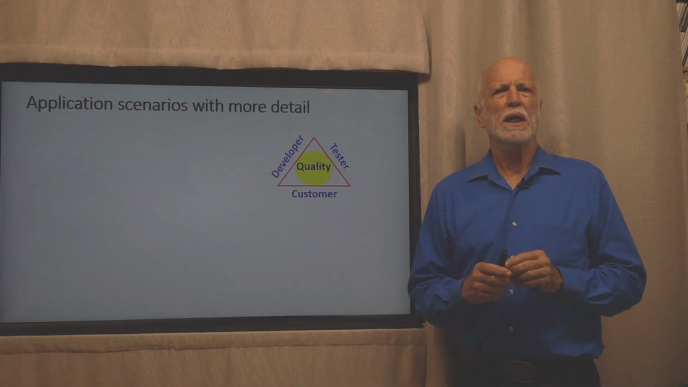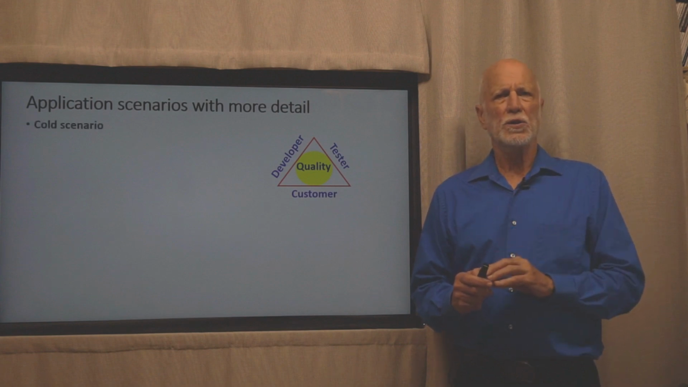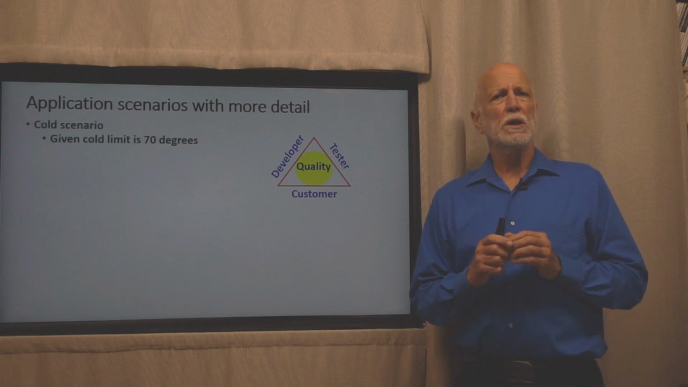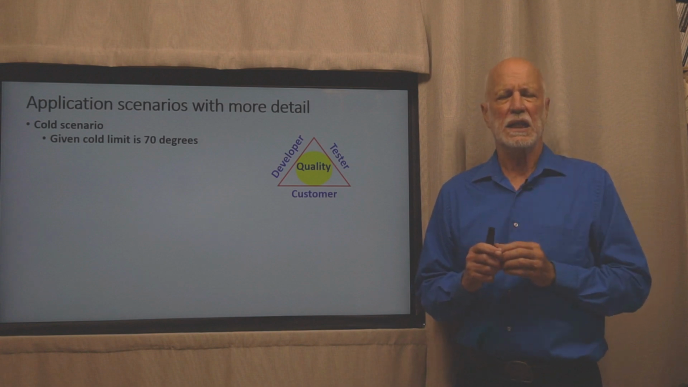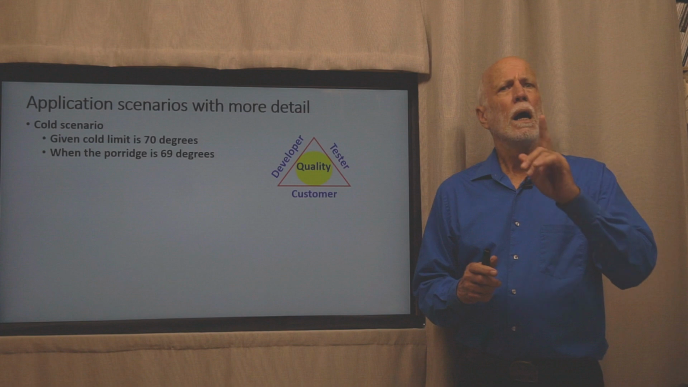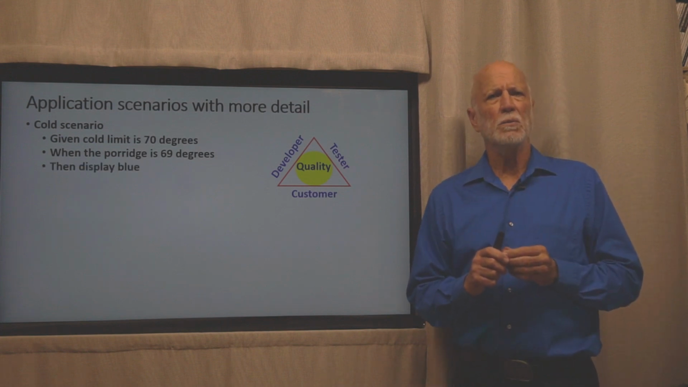So here's the application scenario with a little more detail. Here's the cold scenario. Given the cold limit is 70 degrees, and that's in Fahrenheit, we'll come back to centigrade later on. When the porridge is 69 degrees, then we should display blue.